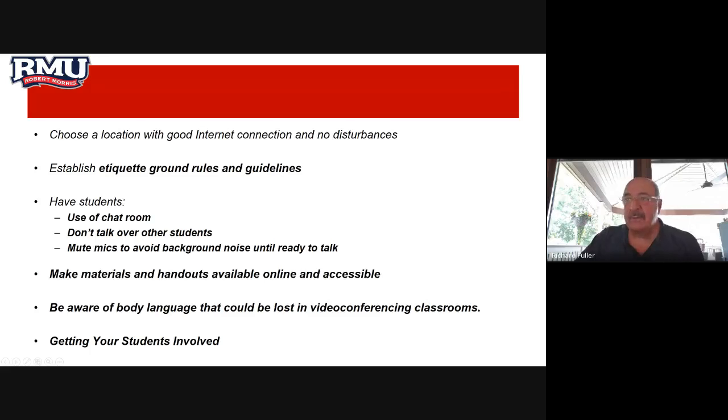I would have students make sure that they don't talk over each other. I would have them mute their mics to avoid background noise until they're ready to talk. But when they're ready to talk, please have some kind of expectation. Either they raise their hand, or they just unmute their mic, whatever it happens to be that you want to establish, but establish a routine for that so that they can get in and make things happen.